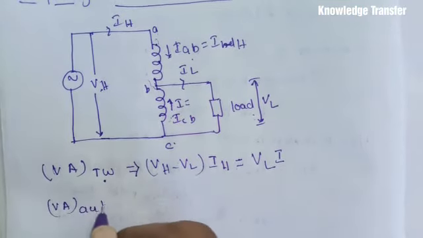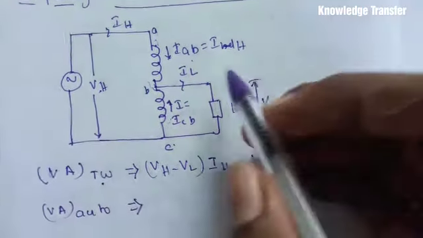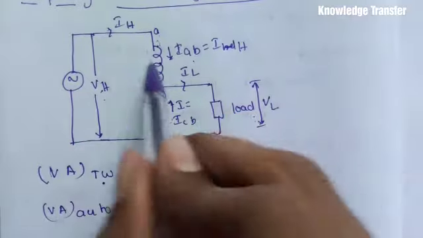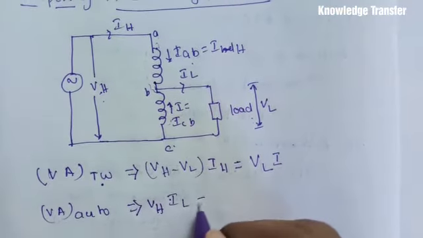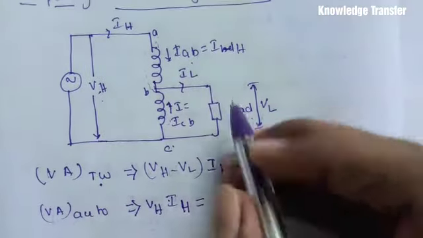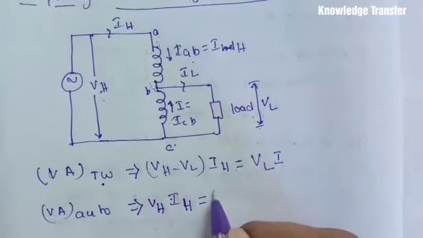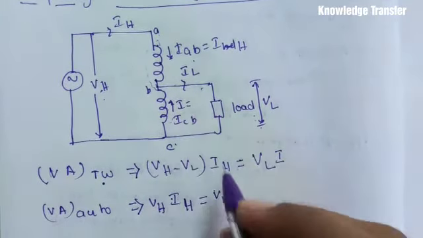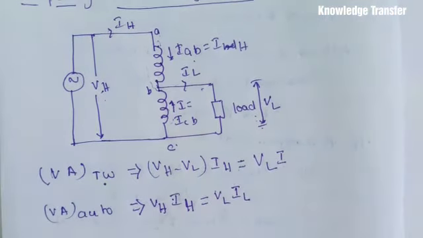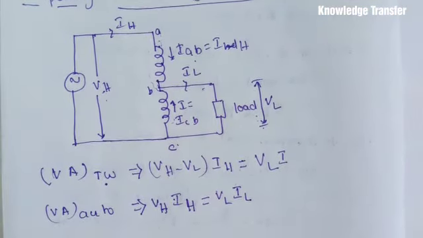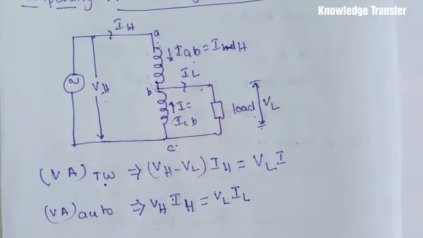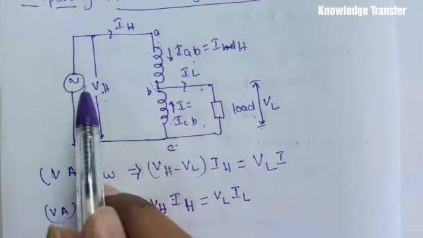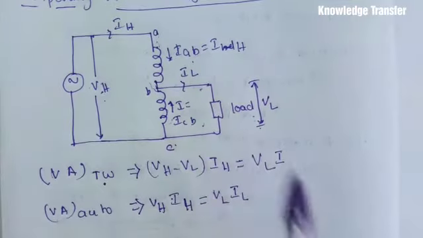Volt ampere of the auto transformer will be equal to the input voltage VH into the current flowing, IH. This must be equal to the secondary terminal voltage VL into the current through the load, that is IL. In the two winding transformer, we take the current and voltage of the two windings. In the auto transformer, we take the supply voltage and supply current, and the load voltage and load current.